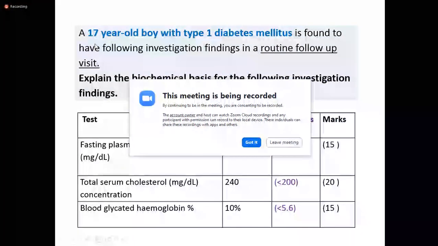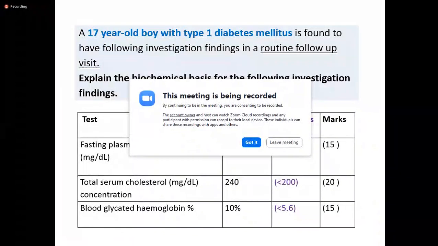Can you see the slides? Because I did some changes. Still, I just want to verify whether you can see the slide. Yes, madam. Okay. The question is: a 17-year-old boy with type 1 diabetes mellitus is found to have the following investigations in a routine follow-up visit.